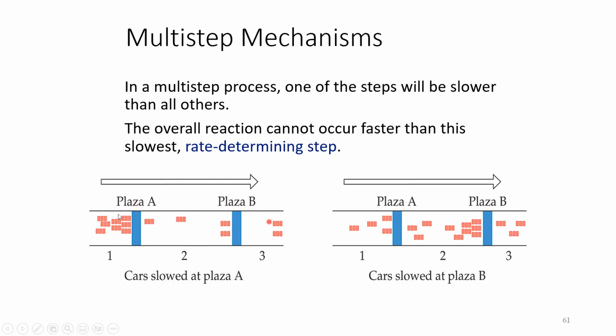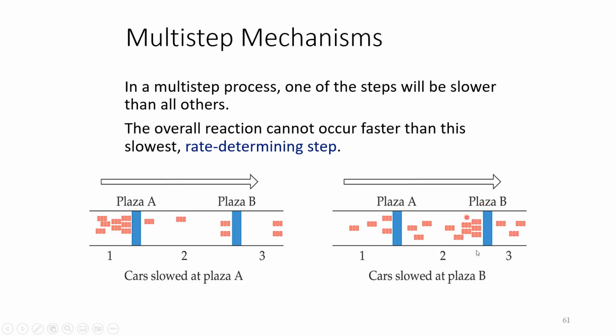So the rate at which they make it through both of these toll booths is going to be dependent on this first plaza. So it's similar to our first reaction being the rate determining step. And then with the second one, now we're seeing kind of the same thing. They can make it through the first one, no problem, but now they're getting hung up at the second one. So now this would be our rate determining step. This is going to be what we base our rate law off of.